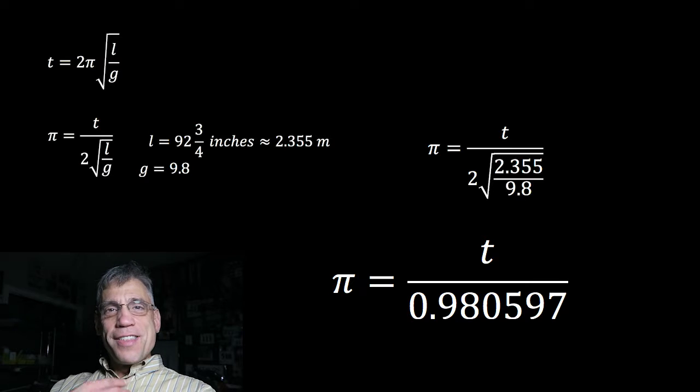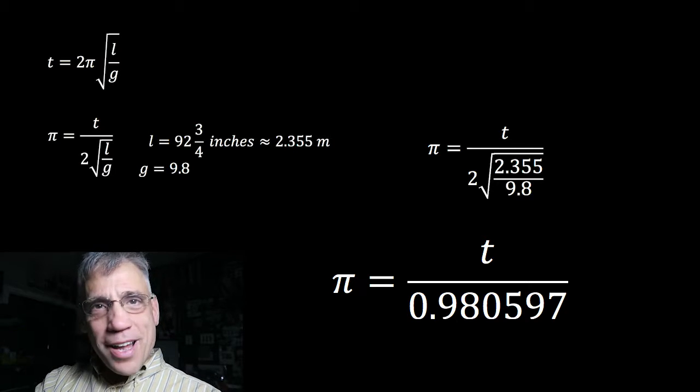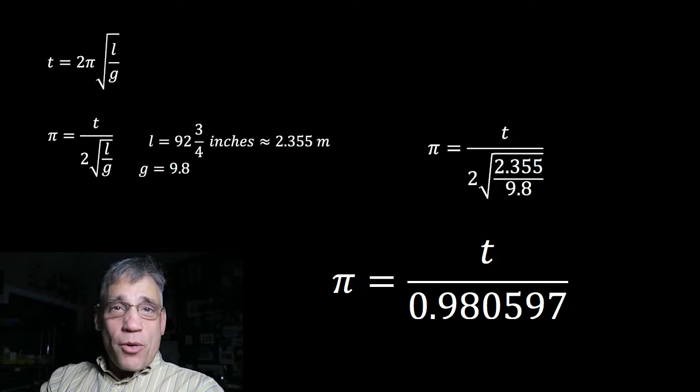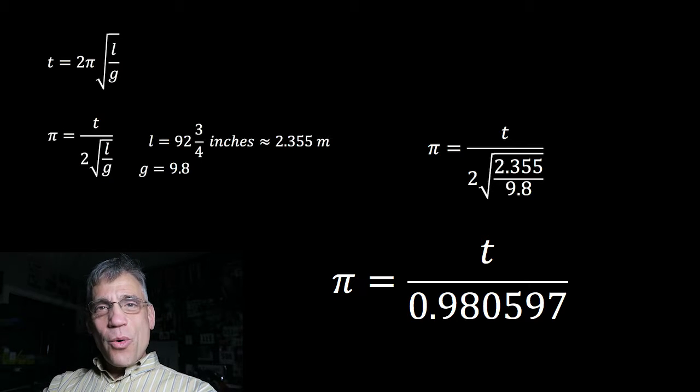Now notice how this constant is dangerously close to 1, and that's sort of, in a way, by design. If I had had a little bit longer string or a higher ceiling in the hallway, I could have gotten that denominator to 1, in which case time would have been equal to pi in seconds.